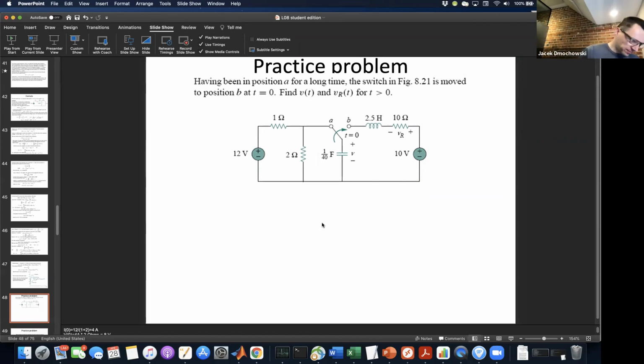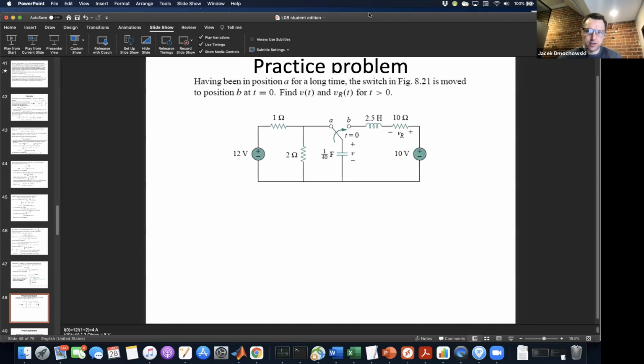Okay. So we are asked to solve for V of t, which is defined as always as the capacitor voltage. And we're also asked to solve for VRT, but we're going to leave that part until the very end. Mainly what we're interested in is V of t. So we are told that the switch goes from position A to position B at time equals 0.